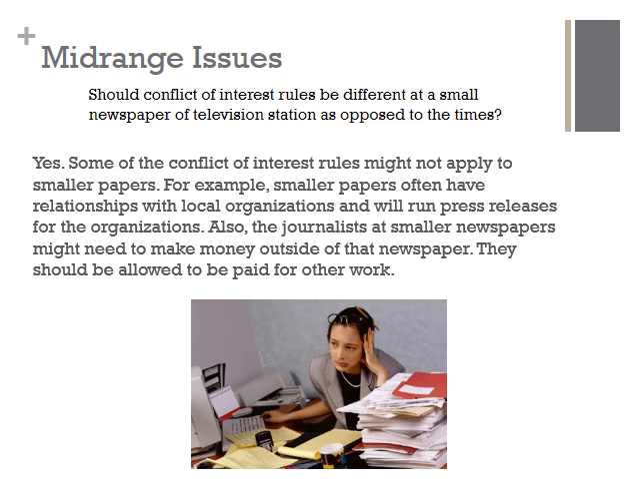Some of the Times codes would not be plausible for a small paper. Smaller papers often have relationships with local organizations and will run press releases for those organizations. Also, the journalists at small newspapers might need to make money outside of that newspaper if the pay is not as high as it is at the New York Times. They should be allowed to be paid for the other work.